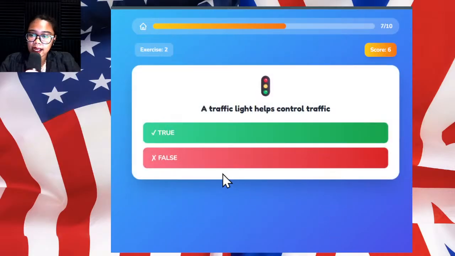Okay, correct. Next, a traffic light helps control traffic. Okay, 30 seconds, go.